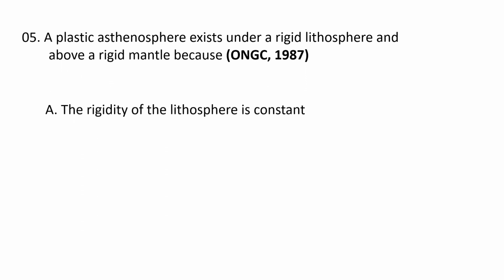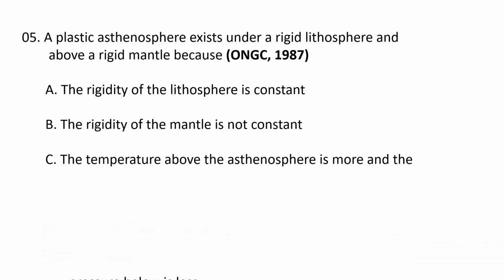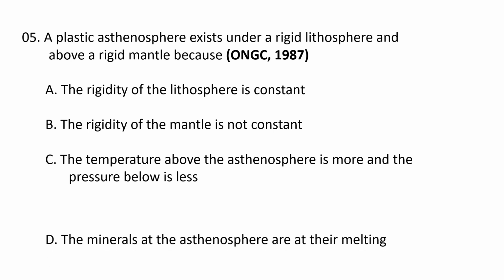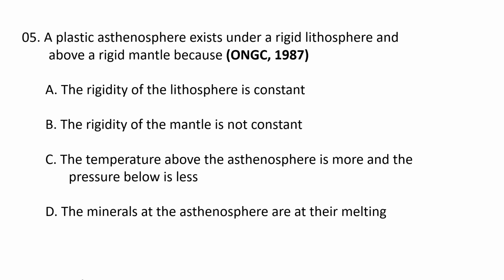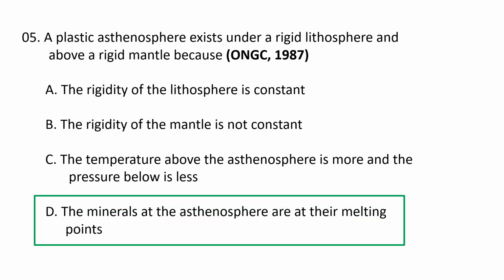Next question. A plastic asthenosphere exists under a rigid lithosphere and above a rigid mantle because A. The rigidity of the lithosphere is constant, B. The rigidity of the mantle is not constant, C. The temperature above the asthenosphere is more and the pressure below is less, and D. The minerals at the asthenosphere are at their melting points. The correct answer is D. The minerals at the asthenosphere are at their melting points, and this asthenosphere is also known as a low velocity zone, LVZ.